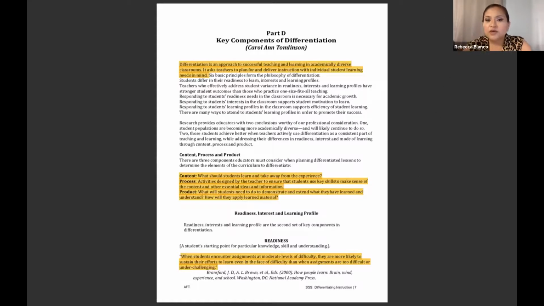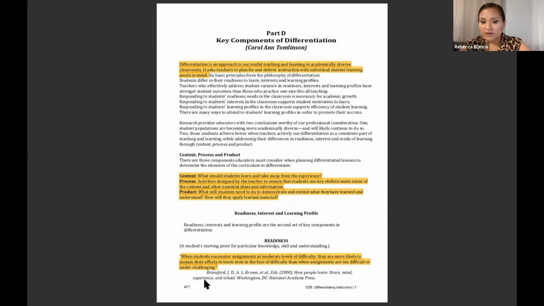Okay, so this is part D. Some of the things that I wanted you to take a look at are the content, process, and product, which is what we were talking about. The content is what students should learn and take away from the experience. The process is activities designed by the teacher to ensure that students use key skills to make sense of the content and other essential ideas and information. And the product is basically what they're going to make, right? What is the product that they're going to create to show what they've learned.